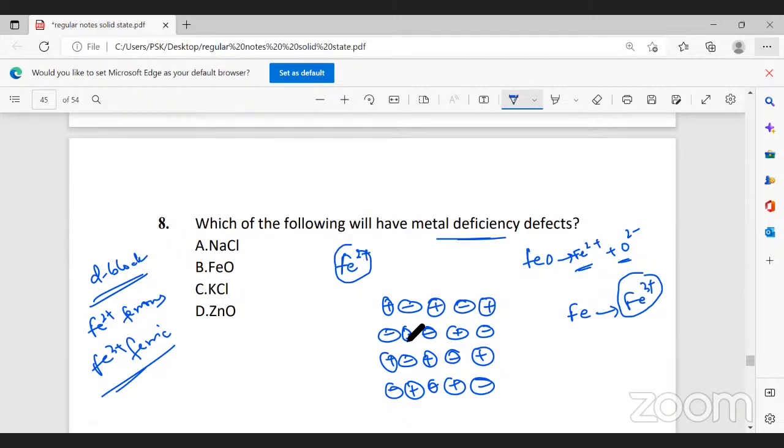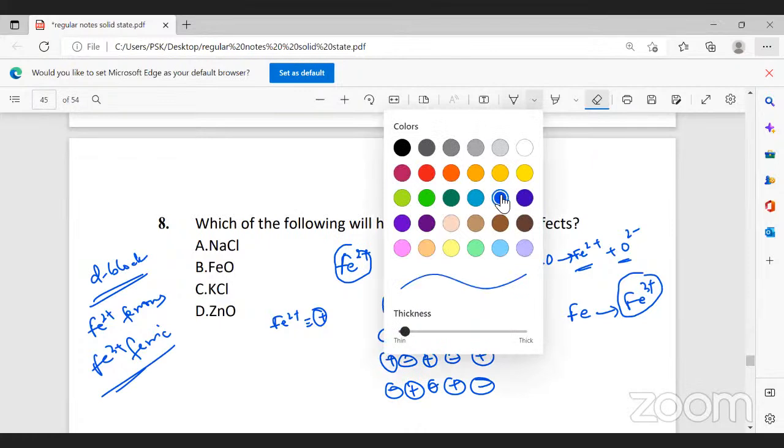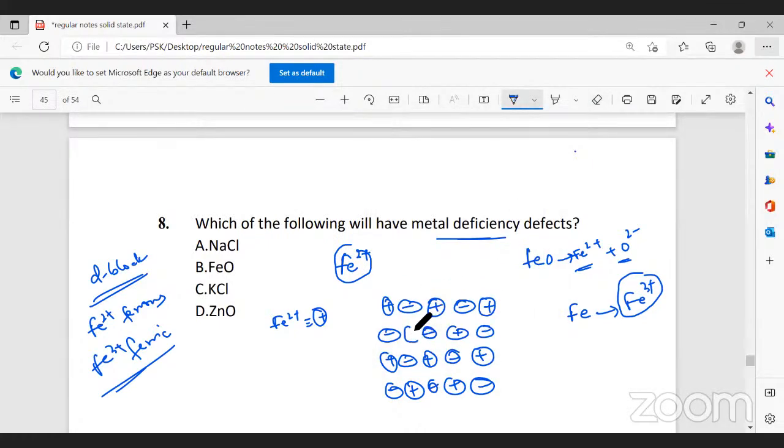Now, assume that one of the Fe2 plus ions, I told you this plus sign indicates Fe2 plus ions, is replaced by an electron. And here the charge, instead of Fe2 plus, becomes Fe3 plus. This ion is Fe3 plus. Now the charge is balanced again. Now the number of metal ions here is less, yes or no? Even though this crystal is what?